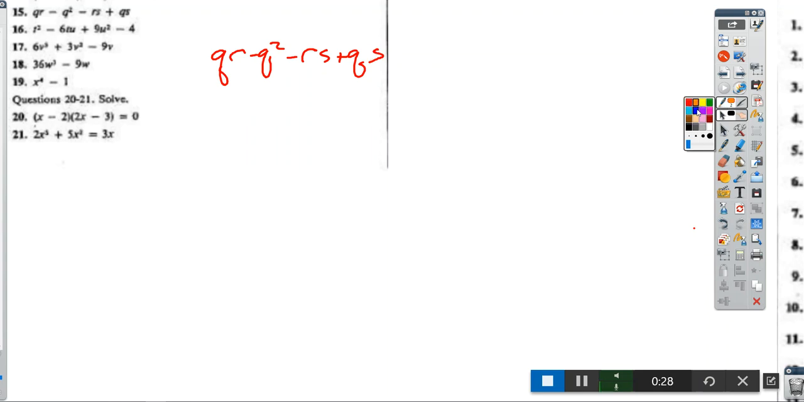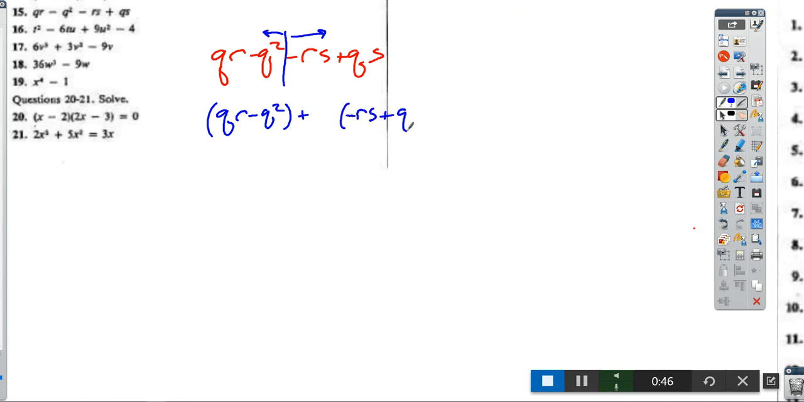So I'm going to group them together. I'm going to group this piece together, and I'm going to group this piece together. So these 2 halves. I have QR minus Q squared, and over here, I have negative RS plus QS. Now I have a greatest common monomial of Q, so I can factor out the Q. So I have Q times the quantity R minus Q.